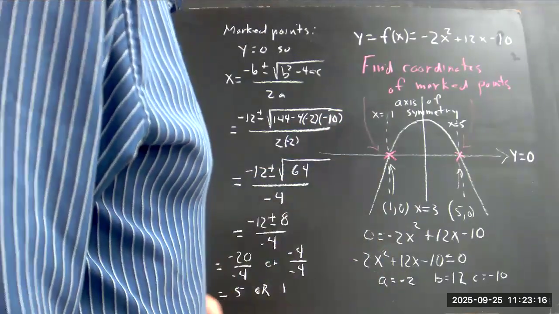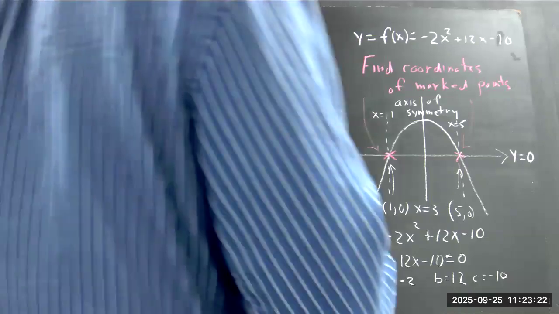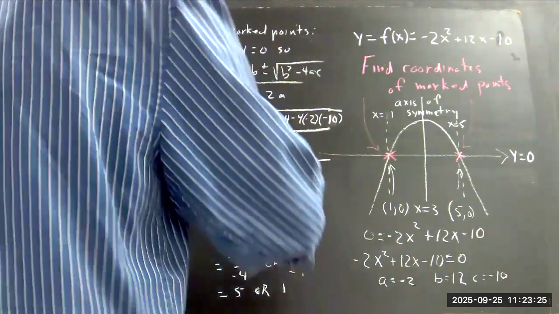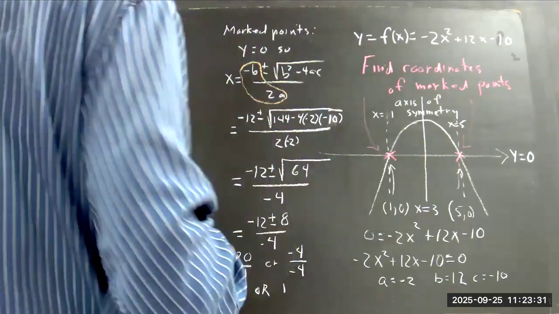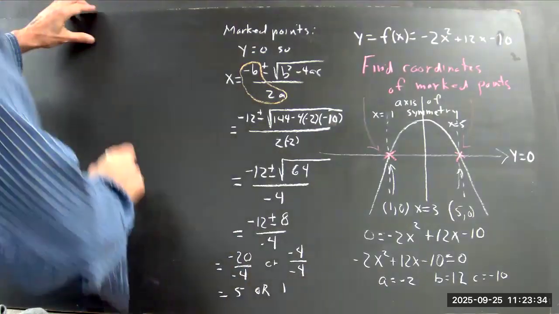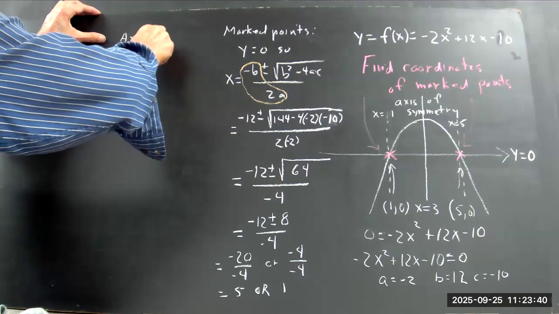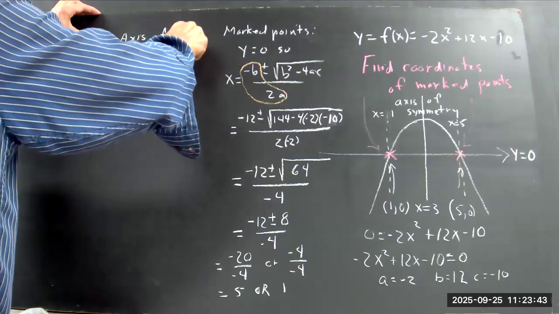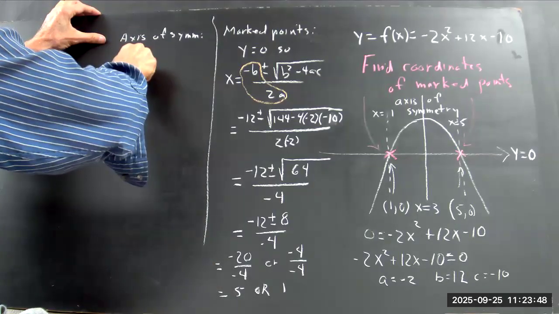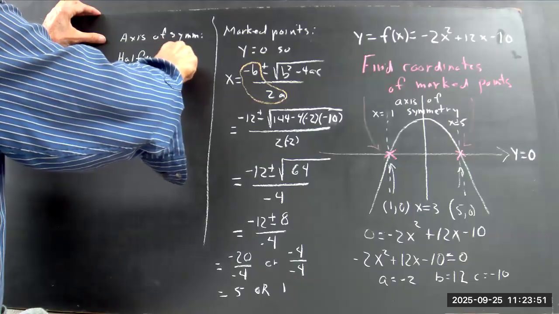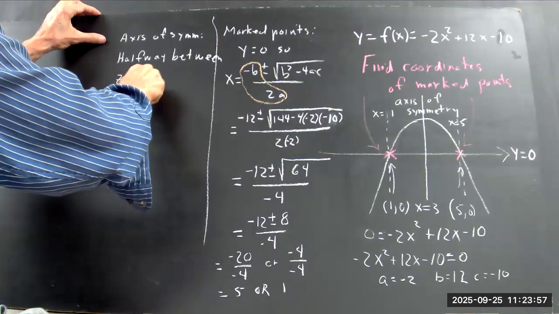There's another way to find the axis of symmetry. The other way that I talked about last time is you look at the quadratic formula, and this much of it gives you the axis of symmetry. The axis of symmetry is halfway between the zeros.